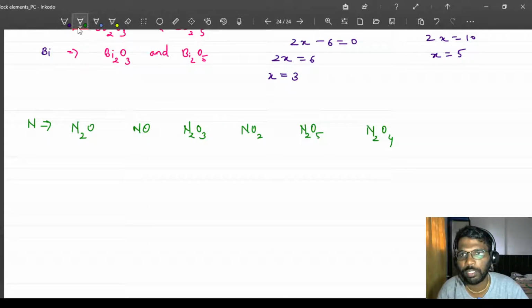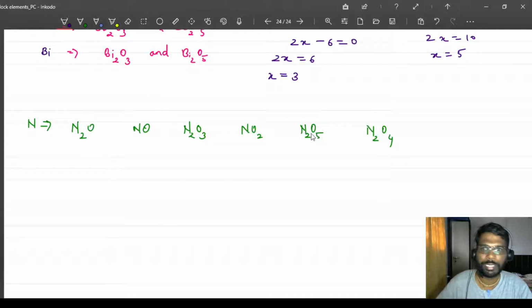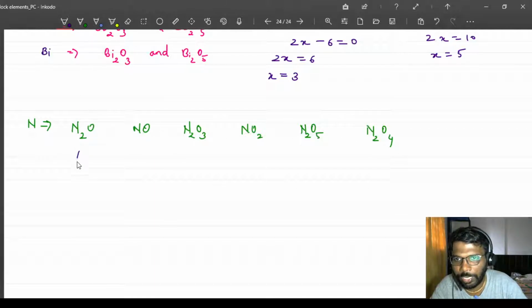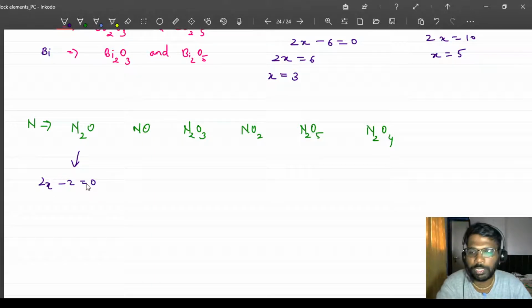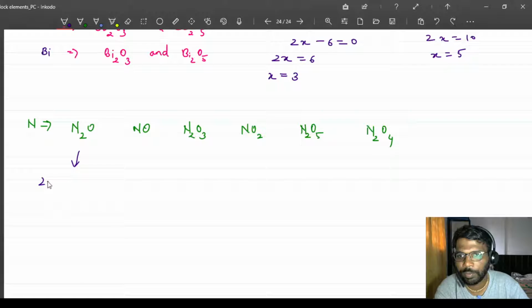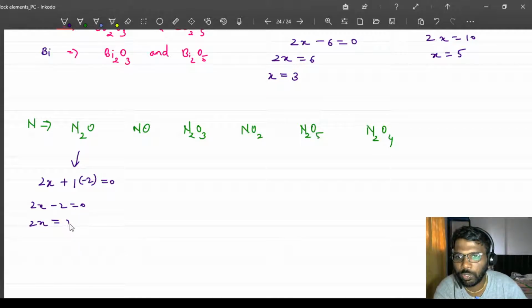Now, what would be its oxidation state? If I tell you to calculate the oxidation state of nitrogen in this compound, then let's solve for this. It will be 2x plus 1 into -2, which is equal to 0. So 2x minus 2 is equal to 0. So 2x is equal to 2. So therefore x is equal to 1. Means here nitrogen is in a +1 oxidation state. This is -2, so this should be +2.